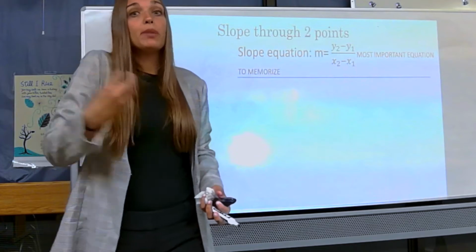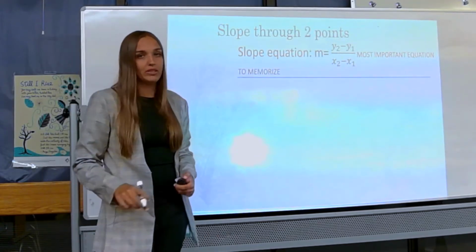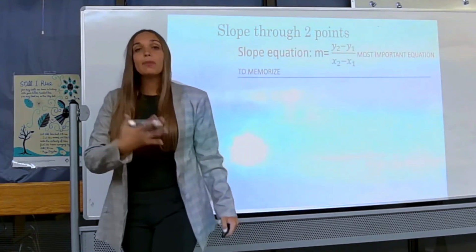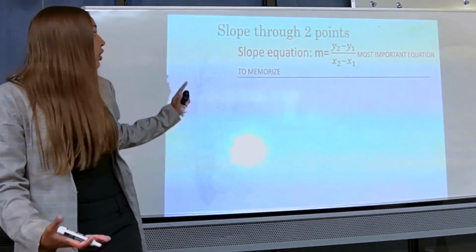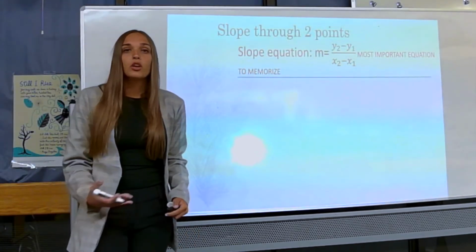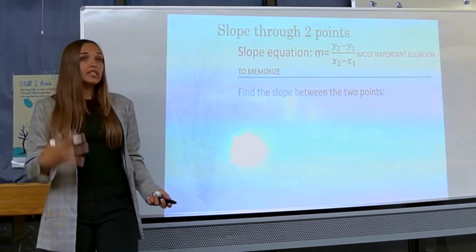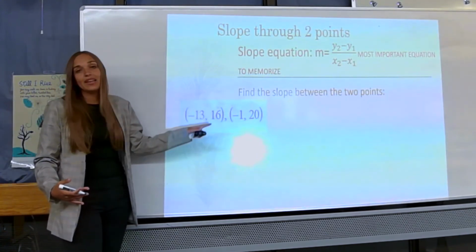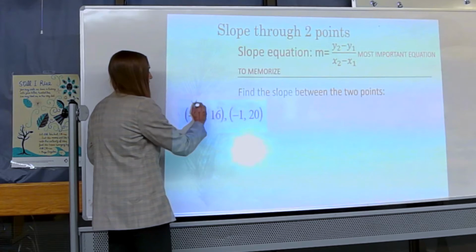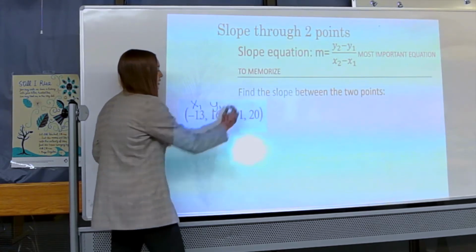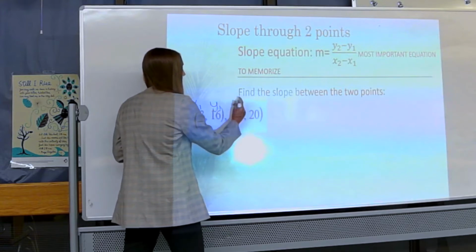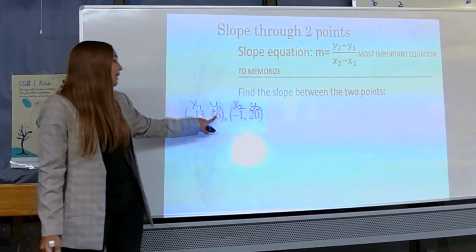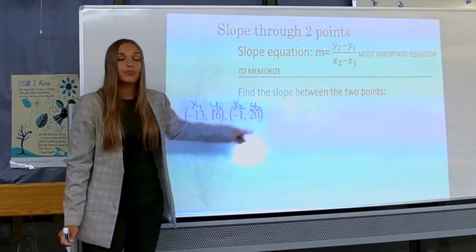We have to have it in our memory log so we can pull this out when we're trying to find the slope between 2 points. These are subscripts though. These are not exponents. This is not saying y squared. This is saying my second y minus my first y over my second x minus my first x. So every time I give you a problem, it's best to label our x's and y's. So for example, if I have (-13, 16) and (-1, 20), I would label this as my first x, so x1, my first y, my second x, and my second y. So we have x1, y1, x2, y2.